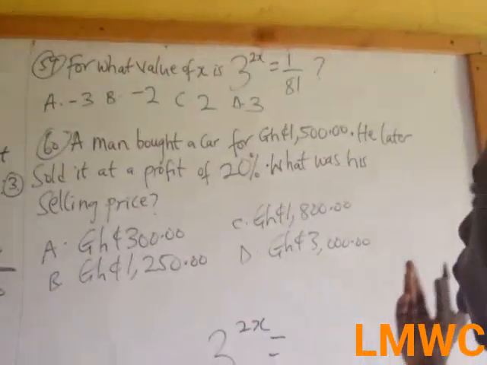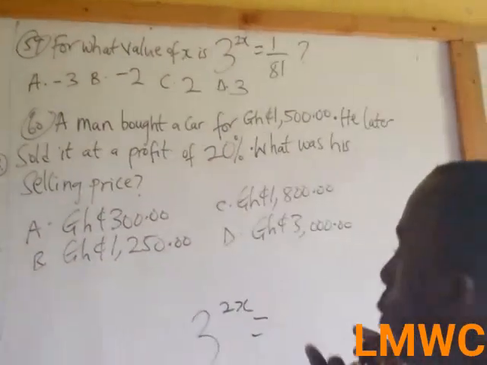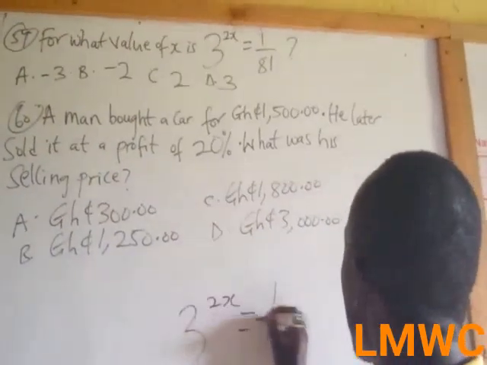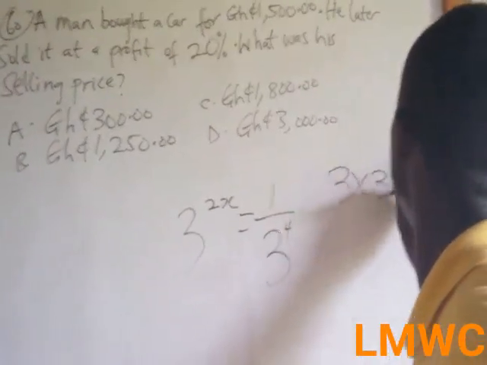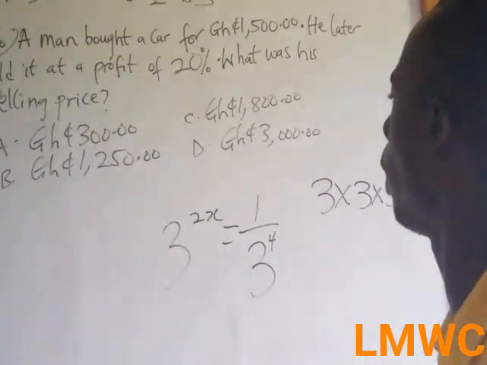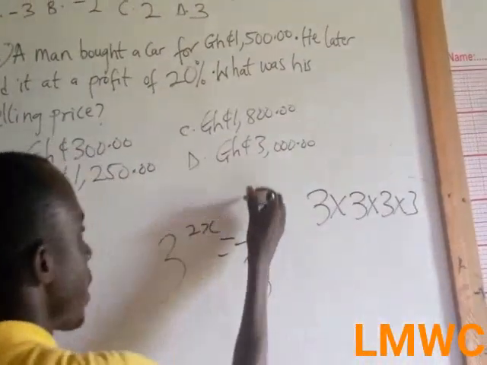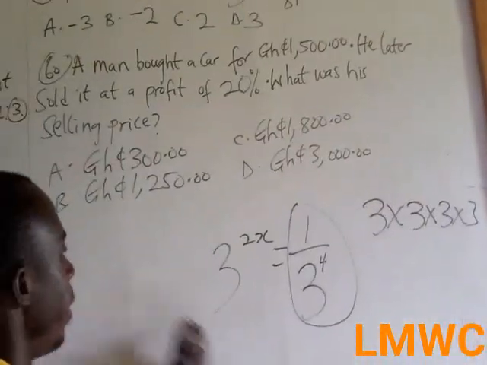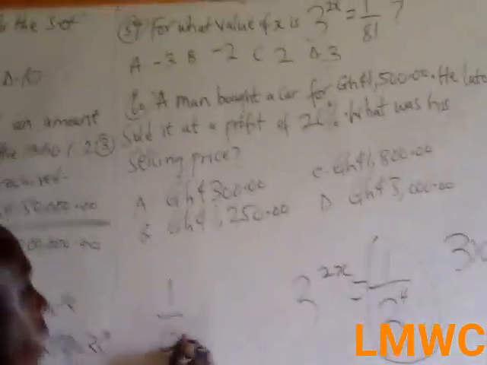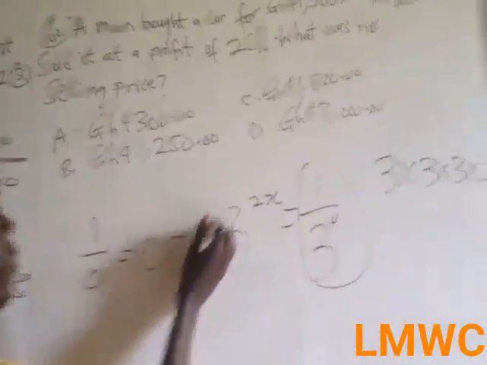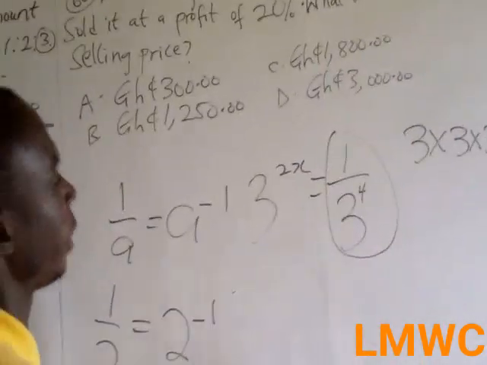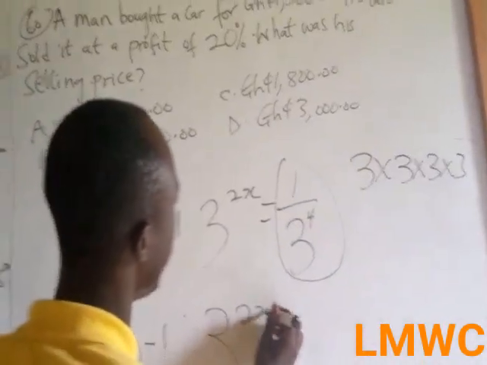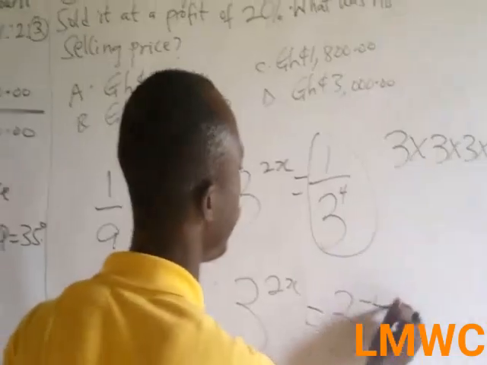So you change this 81 to base 3, because for equations of indices, you change them to the same base. It becomes 3 raised to the power 4, because 3 times 3 times 3 times 3 will give us 81. And once we have something like this, we call it an inverse. If you have 1 over a, it is the same as a raised to the power negative 1. 1 over 2 is the same as 2 raised to the power negative 1. So this one becomes 3 raised to the power negative 4.